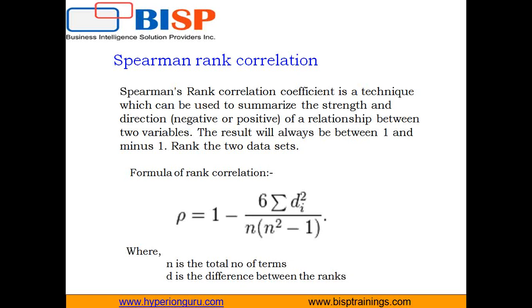In this video, I am going to explain how this calculation is done using the manual formula, and this is the manual formula where this sign is read as rho and the formula is 1 minus 6 sum of d square divided by n square minus 1, where d is the difference between the ranks and n is the number of total terms for which we are calculating.